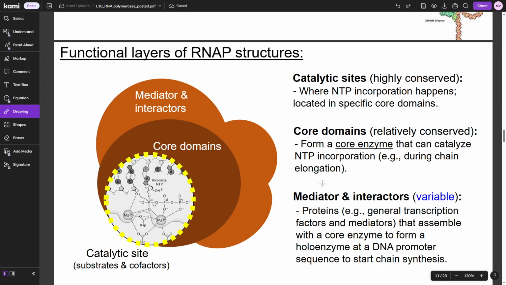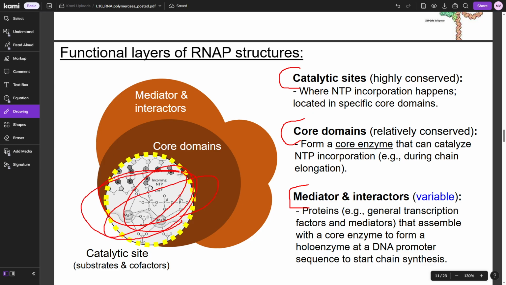Now we get into the structure of RNA polymerases. There are three different domains that I want to talk about: the catalytic site, the core domain, and the mediator/interactive domain. I'll talk about those more in a second. So the first thing is the catalytic site. The catalytic site is this section here. It's where the reaction takes place.